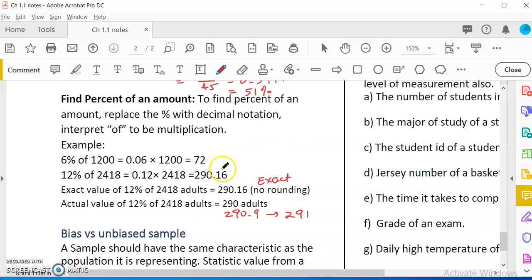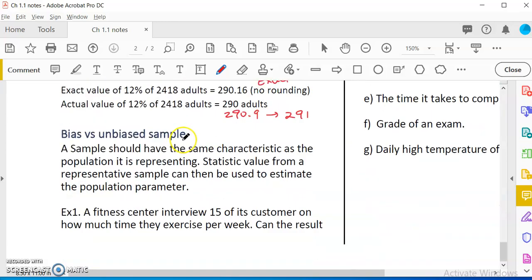Okay, so that is percentage and decimal. Going back to a sample. If we are doing inferential statistics, we use sample data to do some prediction. Our sample must be representative, right? A sample should have the same characteristics as the population it is representing, so that the statistical value calculated from the sample can be used to estimate the population parameter. So, when is it good to say a sample is unbiased? And when do we say that the sample is not representative?